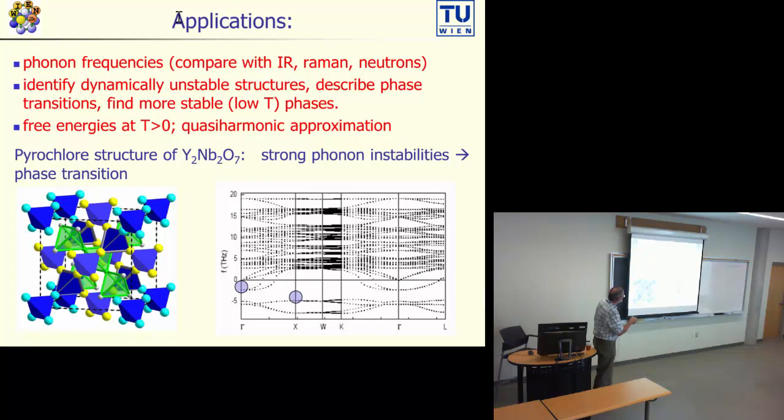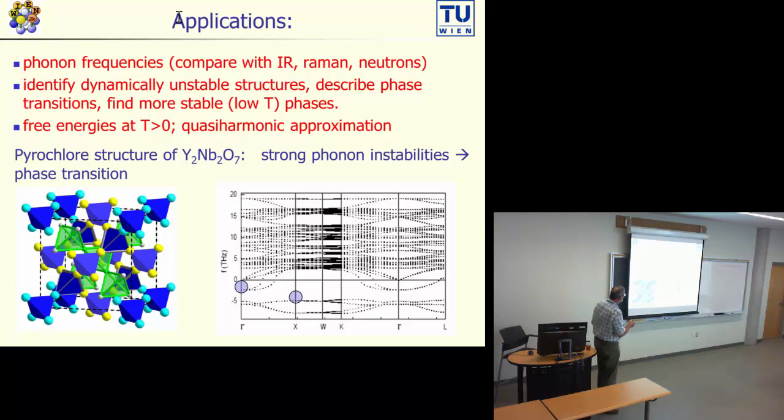From such phonon calculations, you get phonon frequencies. Compare with infrared, Raman, or neutron spectroscopies. You can identify dynamically unstable structures as described here, and you will have one of the examples of strontium titanate in the exercises, where you will see that cubic strontium titanate is unstable and has an imaginary frequency. Often it's plotted as a negative frequency, but it's an imaginary frequency. You get by diagonalization a negative number which is equal to omega squared, so omega is imaginary, and that indicates that strontium titanate doesn't want to be in the cubic structure but wants to distort in a certain way.